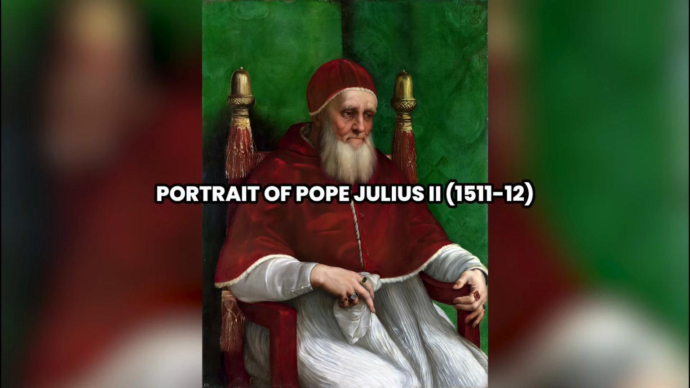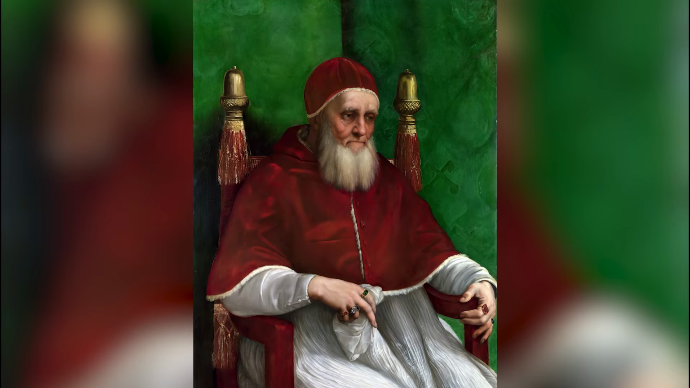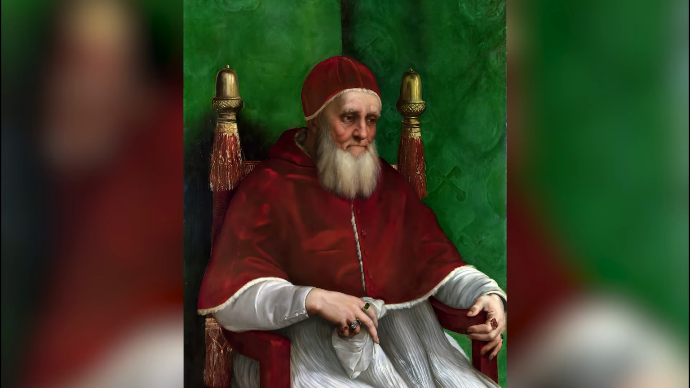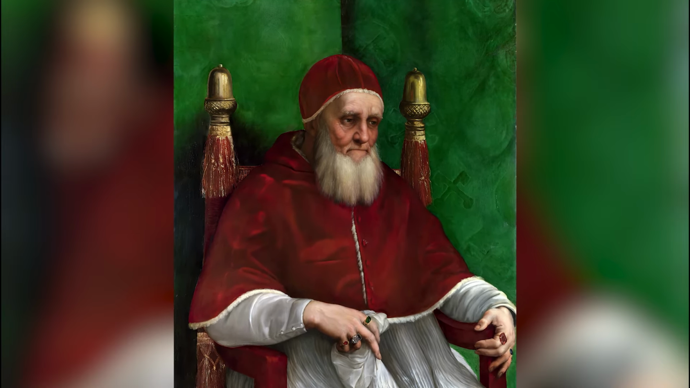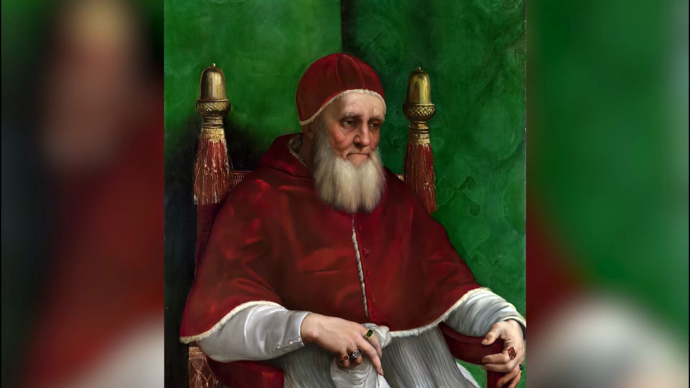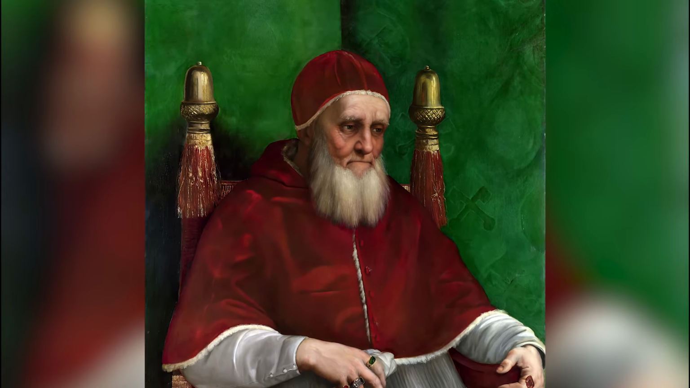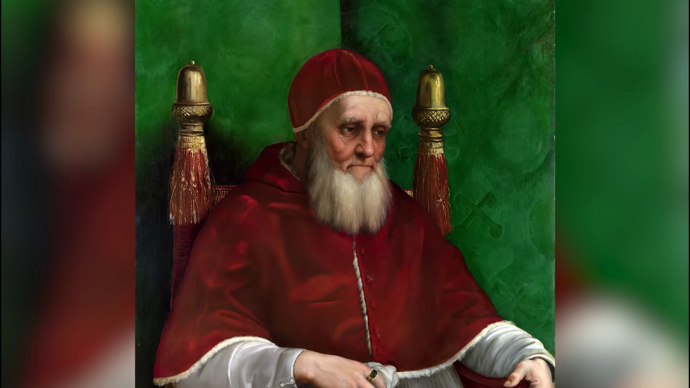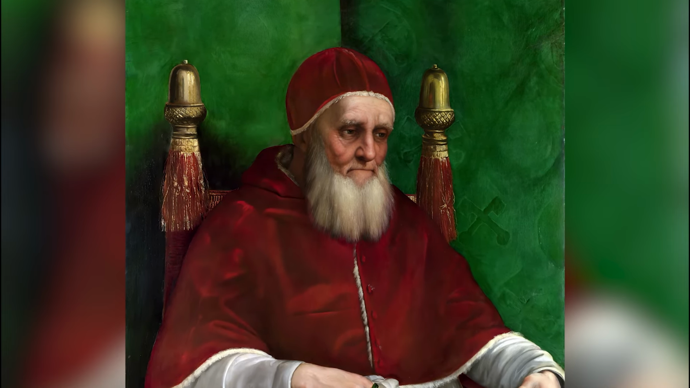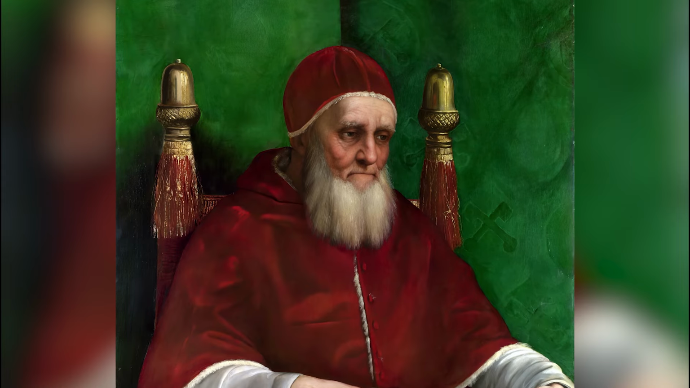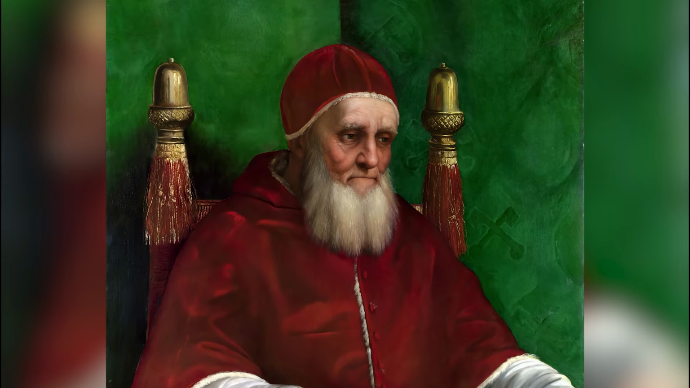Number 13. Portrait of Pope Julius II, from 1511 to 1512. Between 1511 and 1512 AD, Raphael Sanzio painted one of the most iconic representations of papal power, Portrait of Pope Julius II. This work arises in the context of a papacy marked by ambition and artistic renewal, at a time when the Renaissance was reaching its peak in Rome.